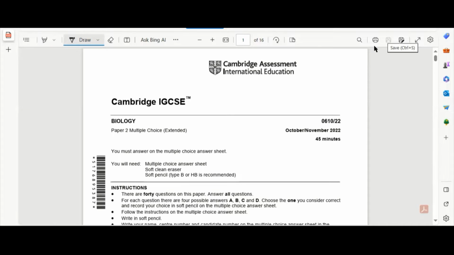This is Cambridge IGCSE Biology 0610/22, November 2022, Variant 2 paper. You will be given 40 MCQs to solve in 45 minutes. Let's start.